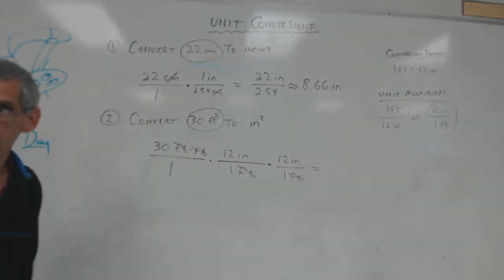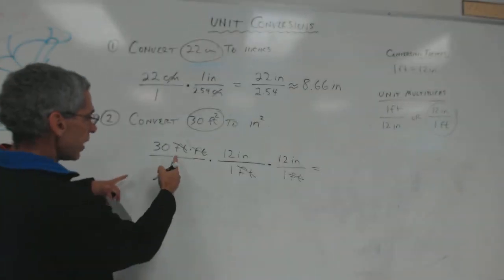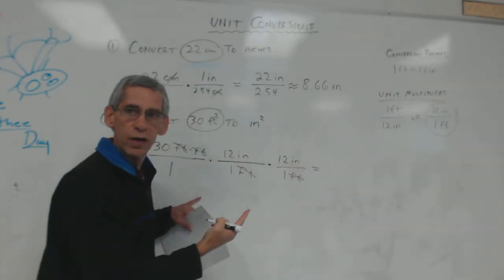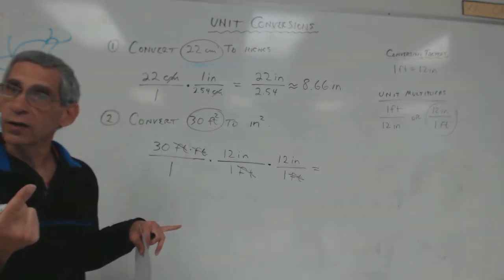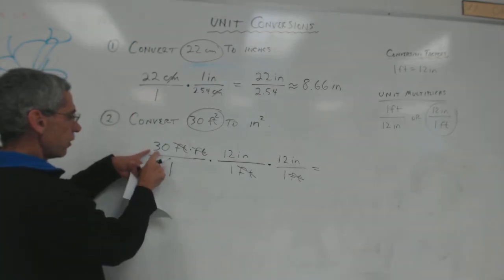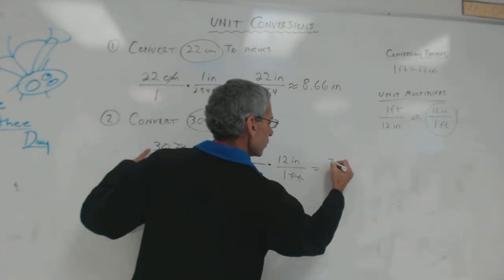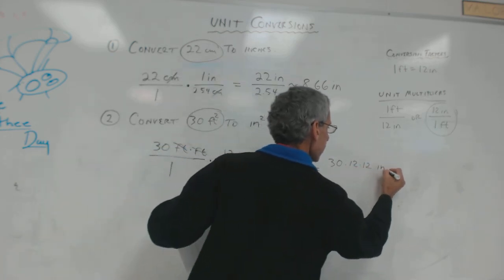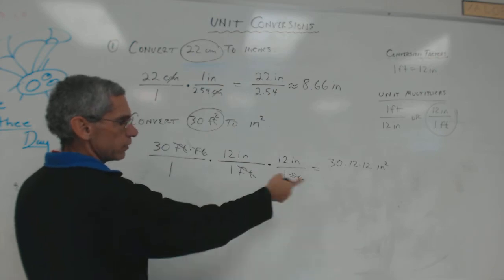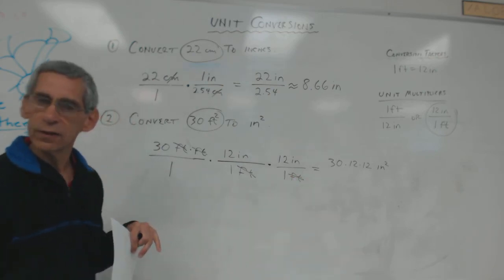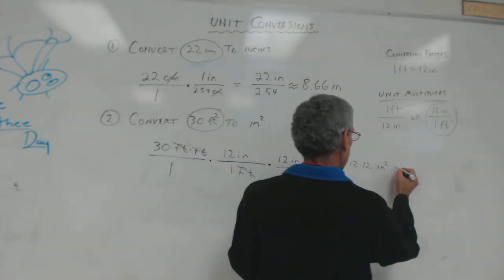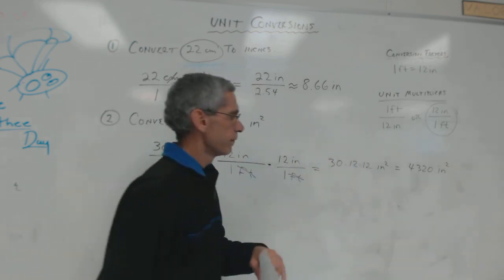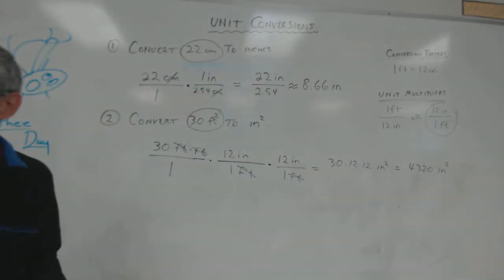Now look, give me 45 more seconds, we're almost done. Do I have any feet left? No, they're all out. All I have is inches times inches, which is inches squared. So in the numerator, I have 30 times 12 times 12, and then inches squared, all over 1. I don't need to put it over 1, I can just leave it like that. If I multiply that out, I would get 4,320 inches squared. Make sense? You get it?